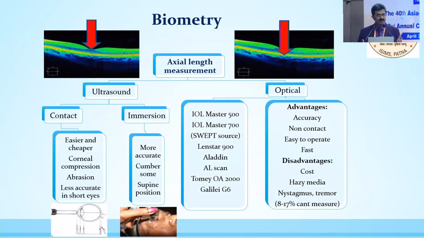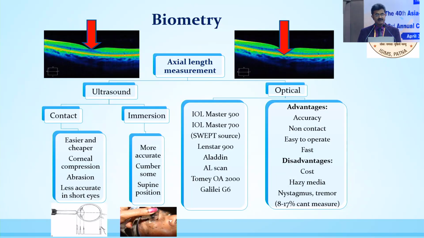Now, coming to the axial length measurement. The standard is the ultrasound measurement. The contact procedure is the standard one, easier, cheaper. There are disadvantages associated with that. That can be rectified with the use of immersion, contact immersion. You will have more predictable results.